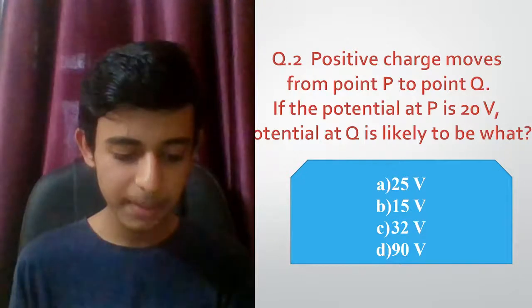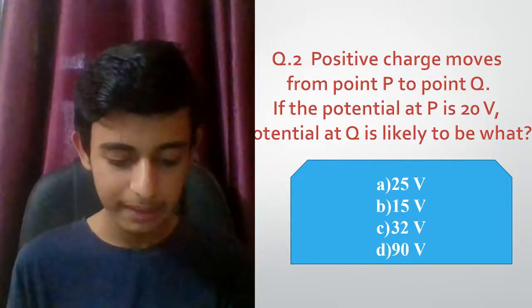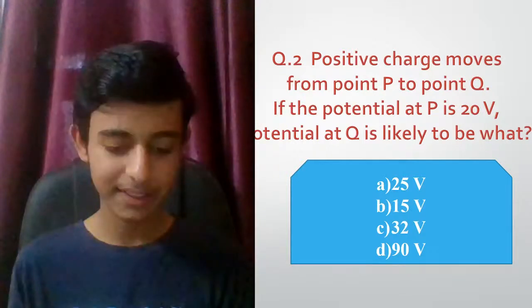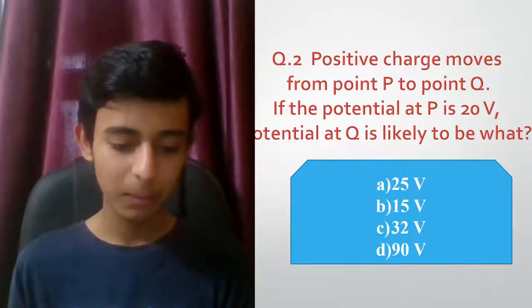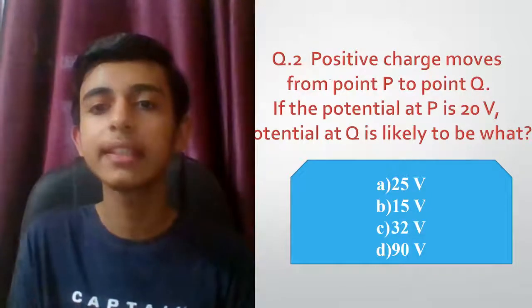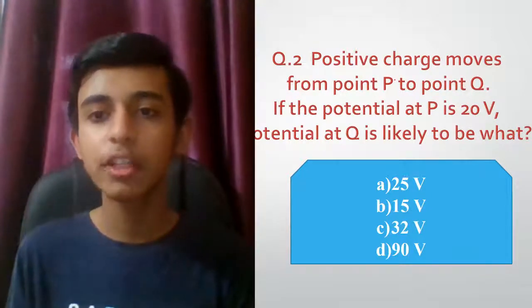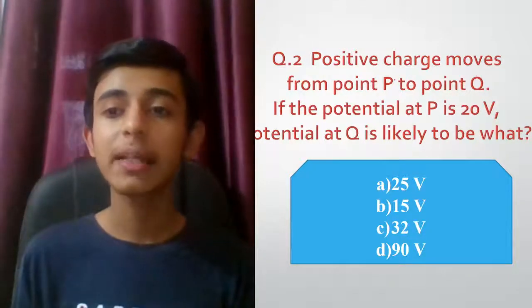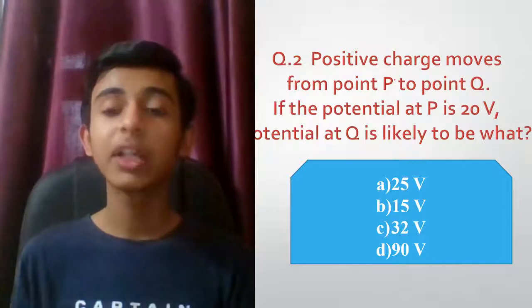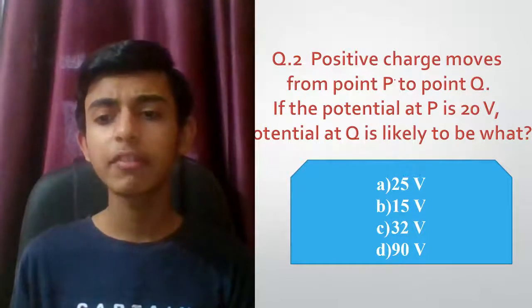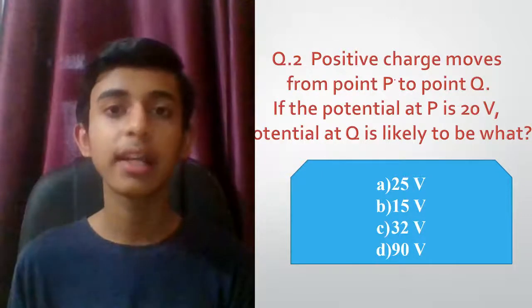Okay, somebody has said B. Very good, it's the correct answer. B is definitely the correct answer. But let me tell you how it is. Now I'm going to solve. Let's read the question. See, a positive charge moves from point P to point Q. If the potential at P is 20 volt, the potential at Q is likely to be what? 25 volt, 15 volt, 32 volt, or 90 volt.